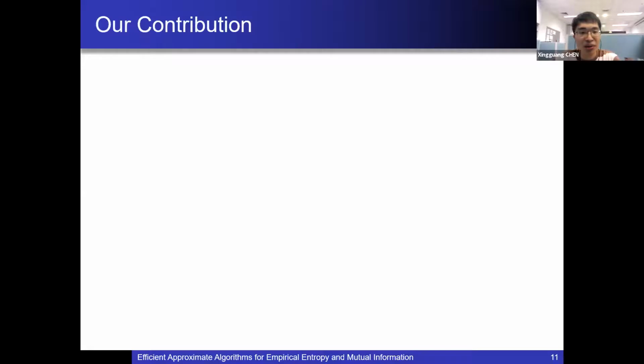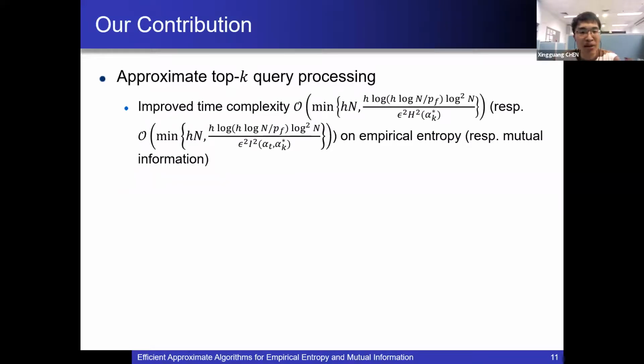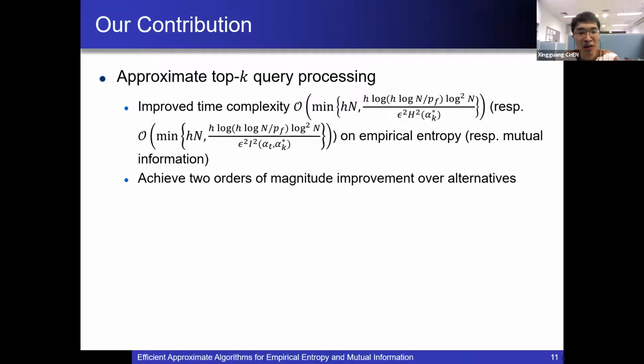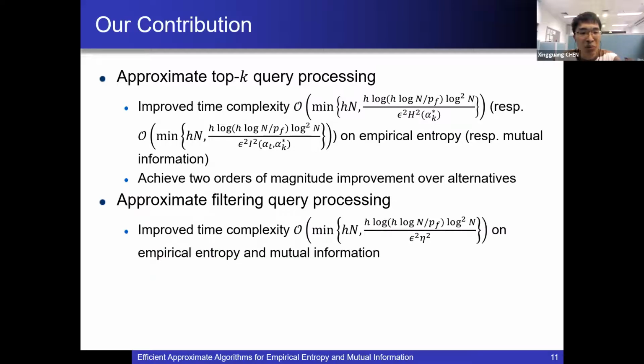Next is our contribution. The first is approximate top K query processing. We have improved time complexity on empirical entropy or mutual information. We achieve two orders of magnitude improvement over alternatives in our experiments. For approximate filtering query processing, we have improved time complexity on empirical entropy and mutual information. We achieve up to 77 times faster than alternatives in our experiments.